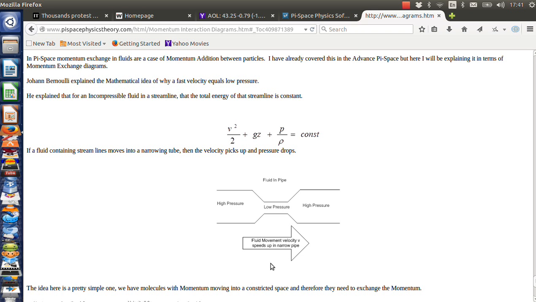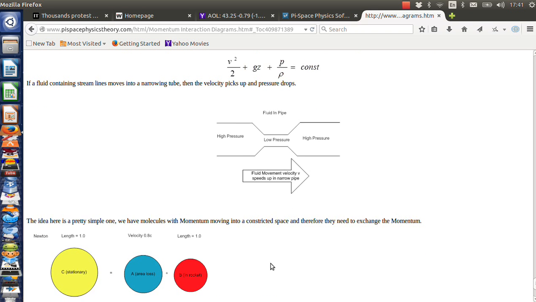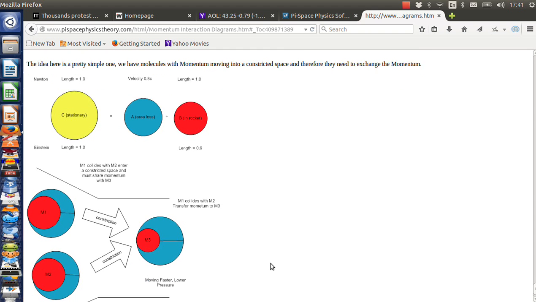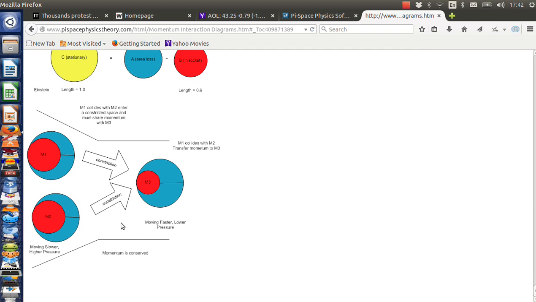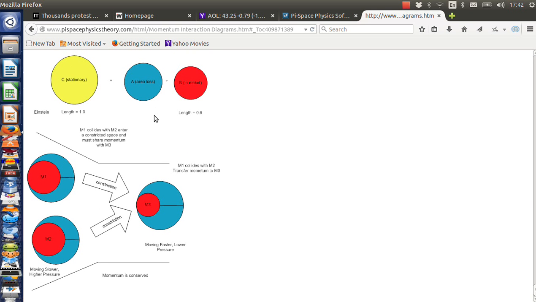What you can do is use a momentum interaction diagram. It's pretty simple. It's this one over here. The idea is that you have the relative observer, which is the stationary particle, the area loss due to movement, and then the actual movement of the object itself. This example is just to show a rocket, but it's a kind of template to give you an idea of what each piece means.